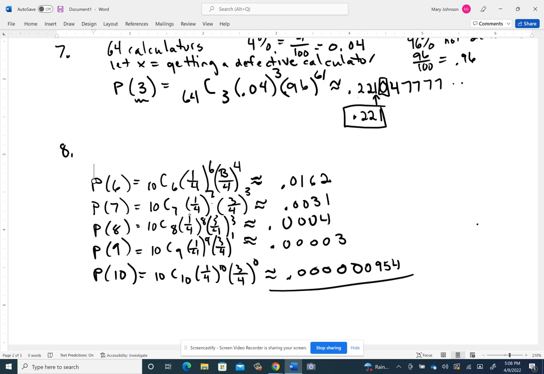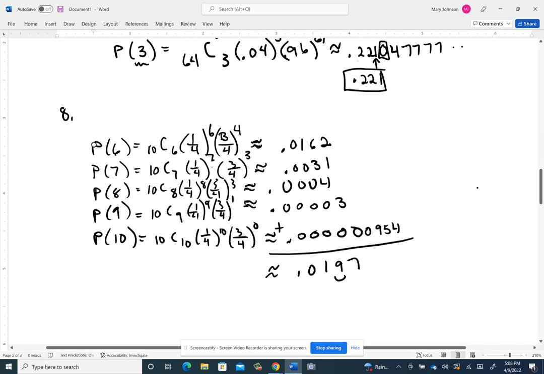So when I add all of those up, I wound up with about 0.0197. And if they wanted me to round to 3 decimal places, then I would bump this up, which means since that would become 10, I would have to bump that up. So I would get 0.020.